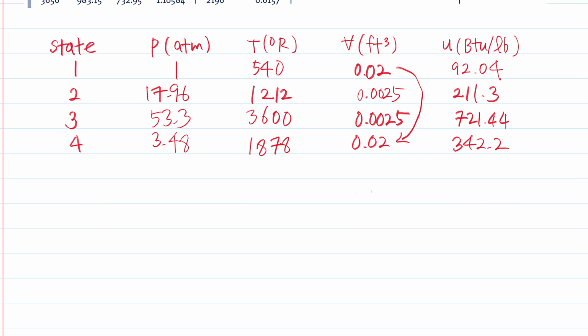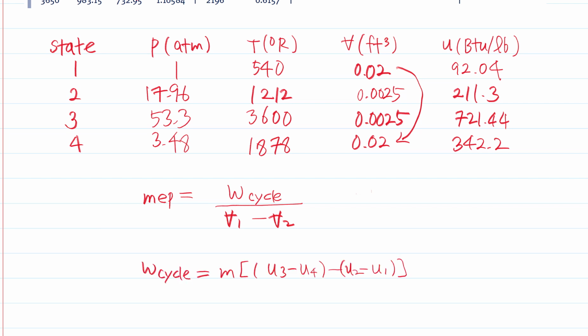Determine the mean effective pressure in atm. The mean effective pressure is defined as the net work divided by the displacement volume, the maximum volume minus the minimum volume. So we know the volumes V1 and V2. And for net work, we know the internal energy at each state. We just need to calculate the mass of air. Use the ideal gas law. So we can solve it for state 1, with P1, V1, T1.